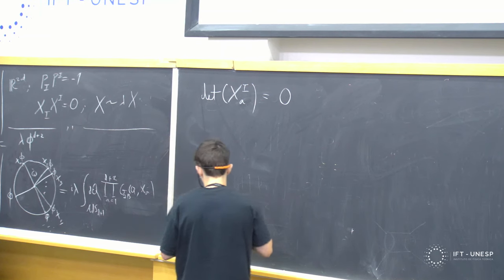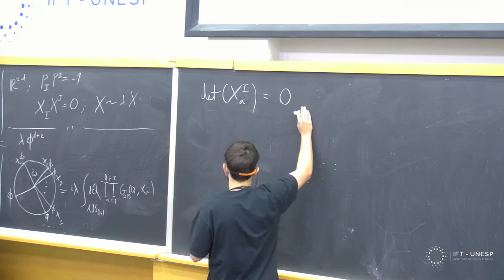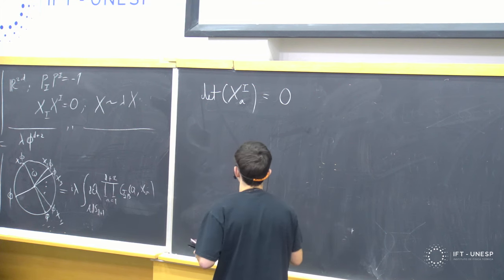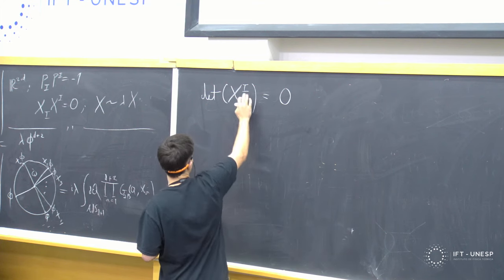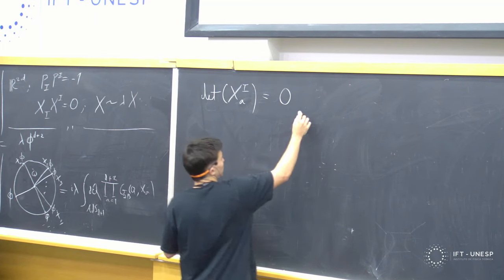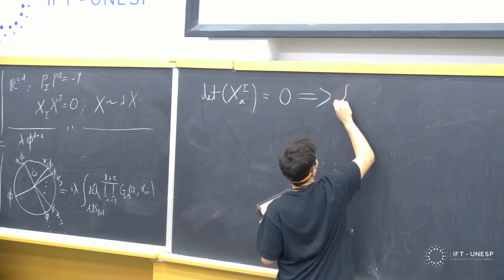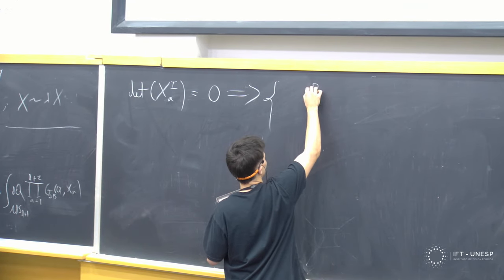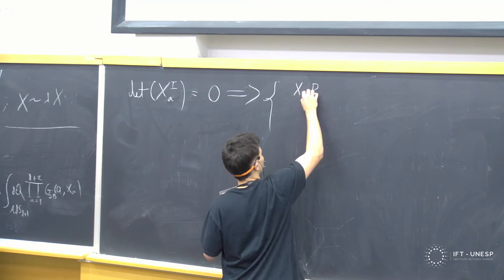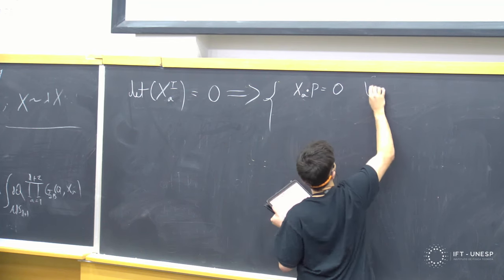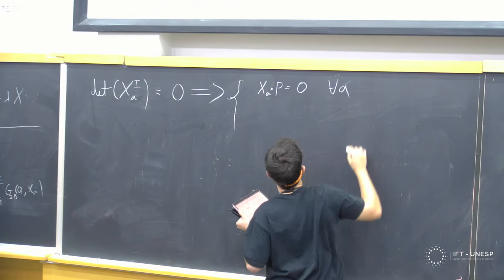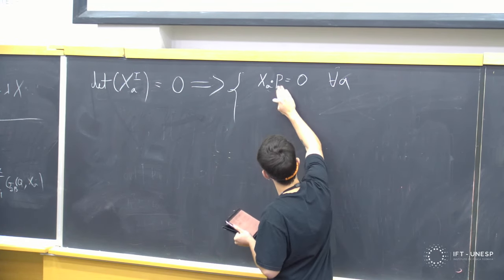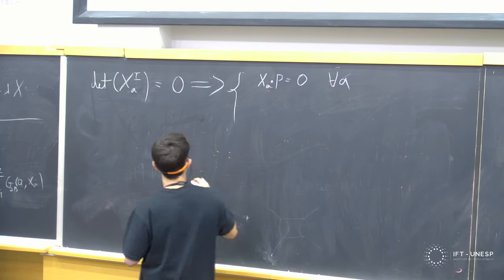So the fact that the determinant of this object here vanishes obviously implies that there are zero eigenvalues for this matrix X_I^A. So in particular, this implies that there exists a vector p, such that for all A, this is zero. So what does this mean?